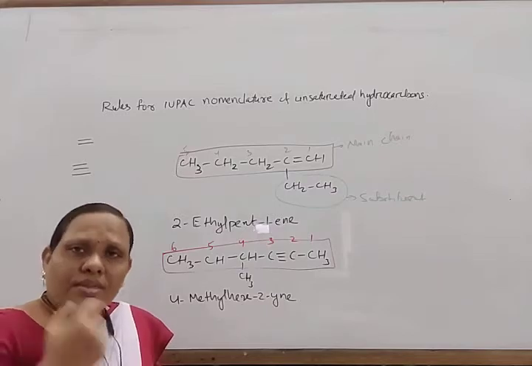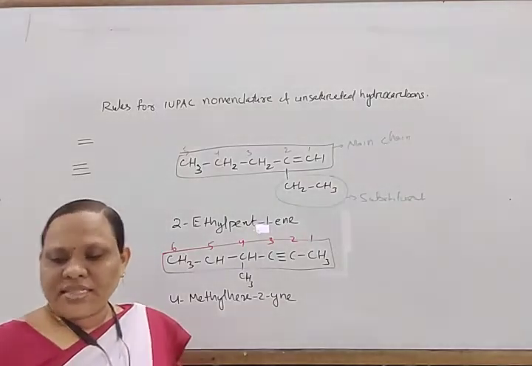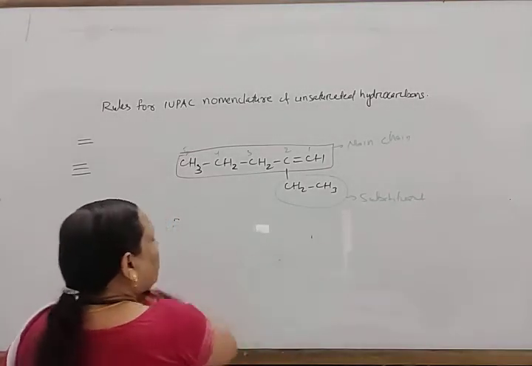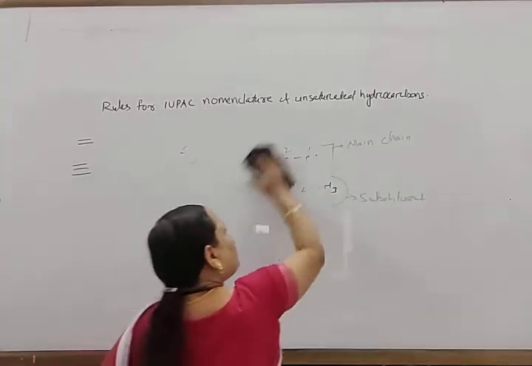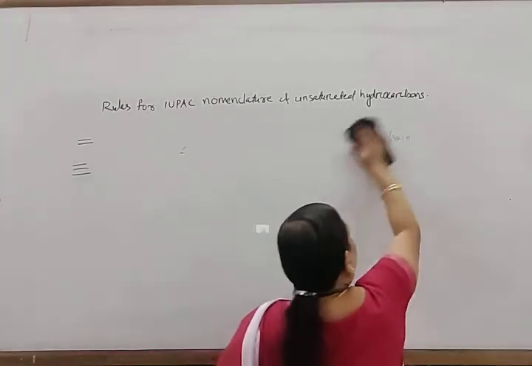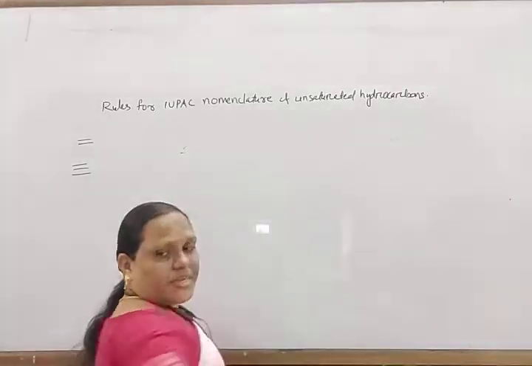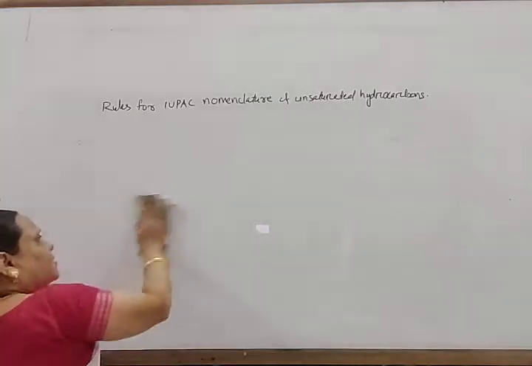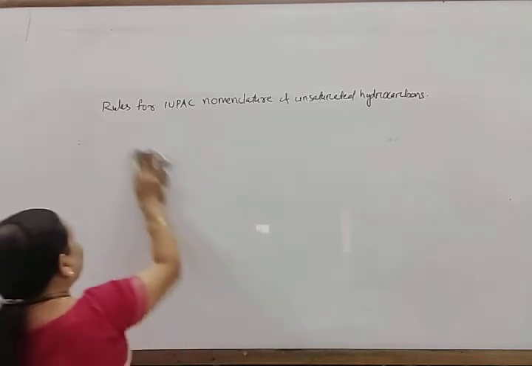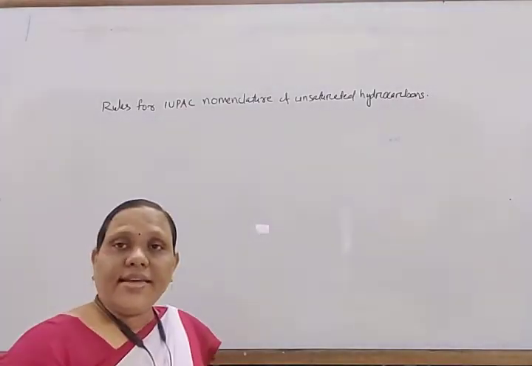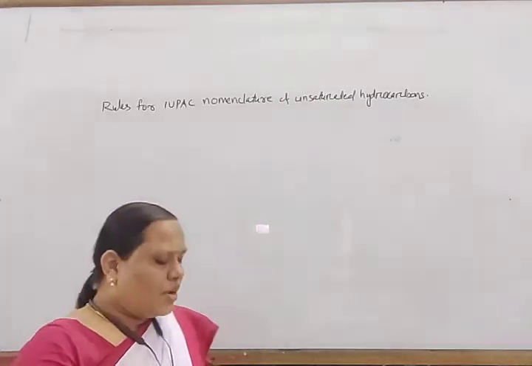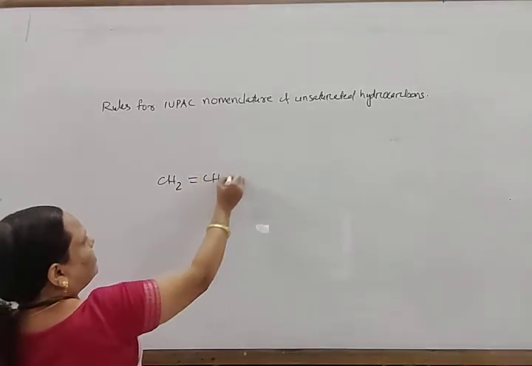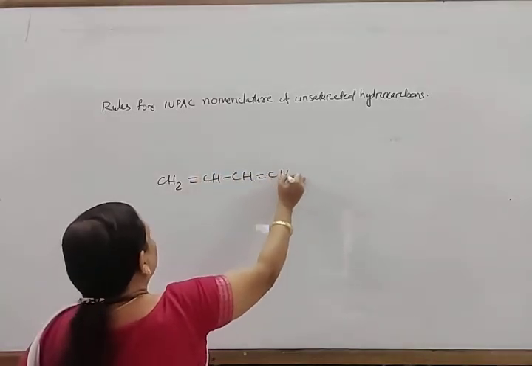Next, if more than one double bond or triple bond is present, and if two or three double bonds are present, then numerical prefixes di, tri, tetra, etc. are used to represent 2, 3, 4 double bonds, and an extra a is added after the word root. Look here, suppose given CH2 double bond CH and CH double bond CH2.